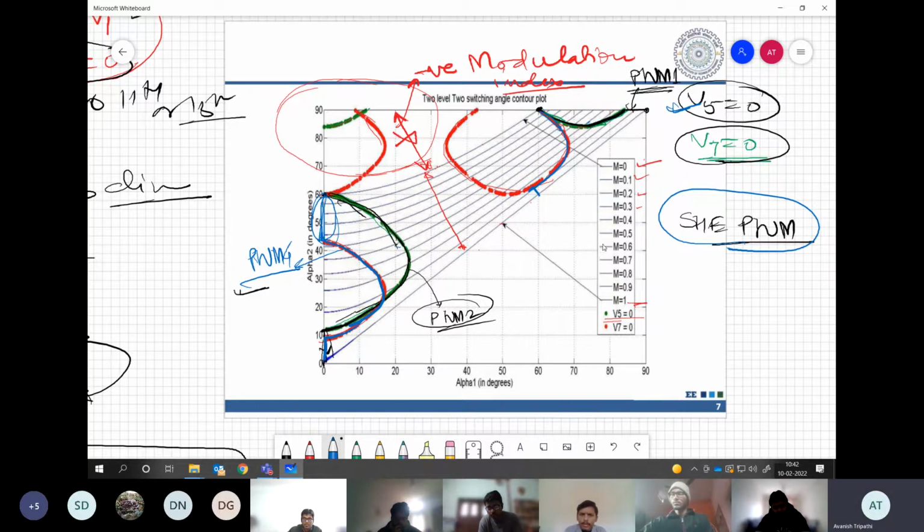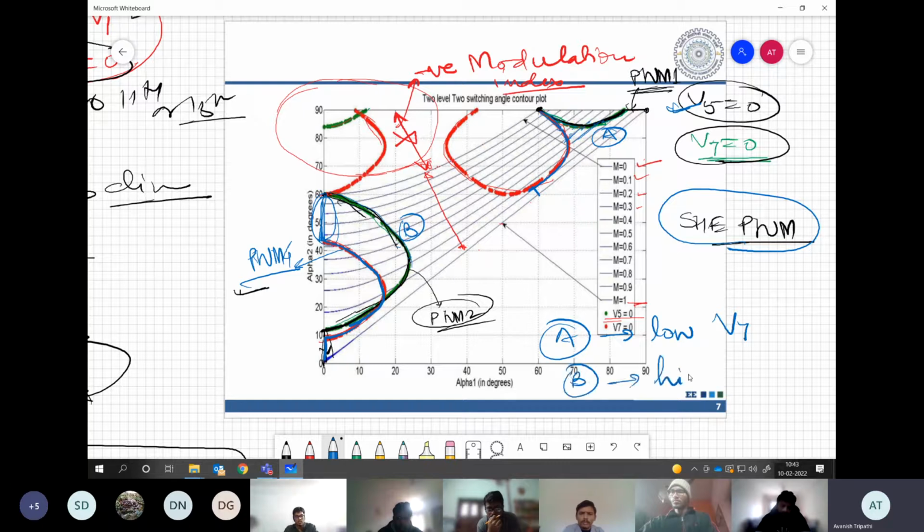Now, of course, if you talk about V5 equal to 0, there are two options. And the fact is that both the solutions are not the same. Not the same in what sense? If you observe this path A, let us say, and this is path B, path A is going very close to V7 equal to 0 for a lot of the modulation index range, whereas this is very far from V7 equal to 0. This means path A is going to see a low value of V7, and path B is going to see a high value of V7 for most of the range. You see here.